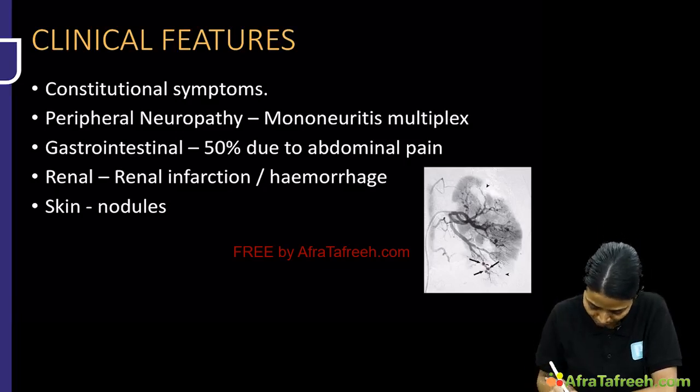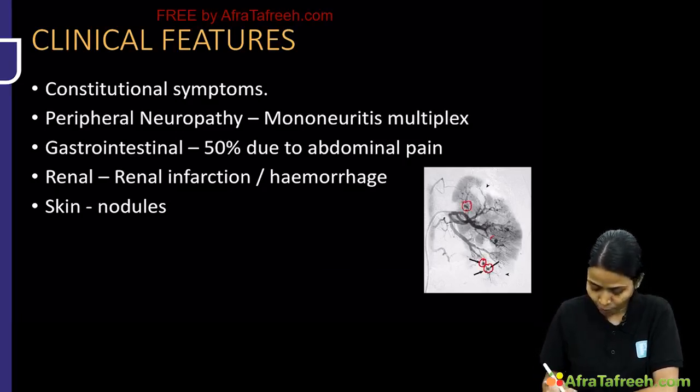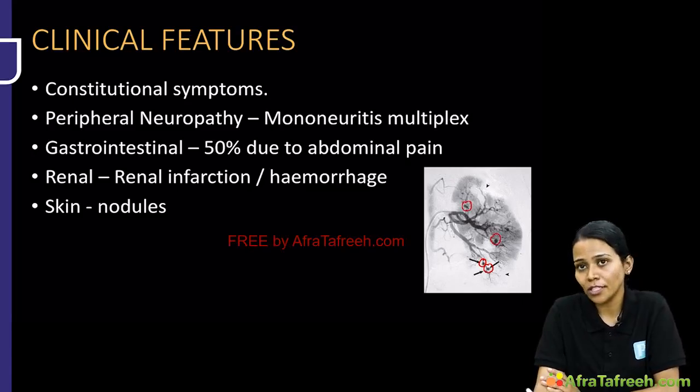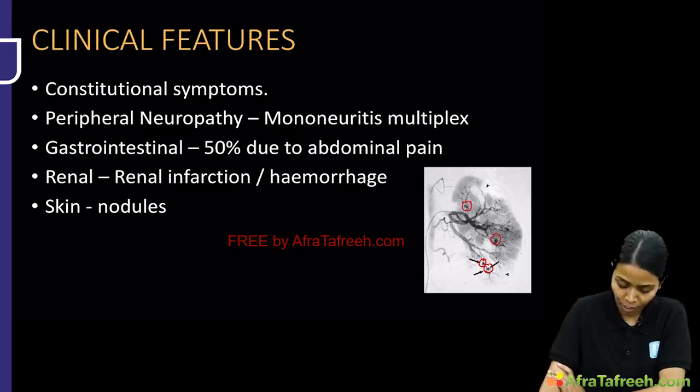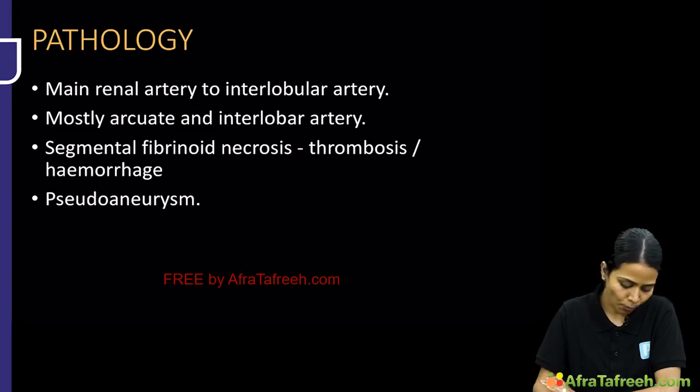So here you can see the microaneurysms that are forming. These are inflamed parts of the vessels which are forming aneurysms. Okay, this is what you get if you do a renal angiogram. And in the skin, you are going to see skin nodules. Okay, so these are nothing but the necrotizing arteritis which has formed skin nodules. Renal infarction or hemorrhage happens when these blood vessels rupture or thrombose.